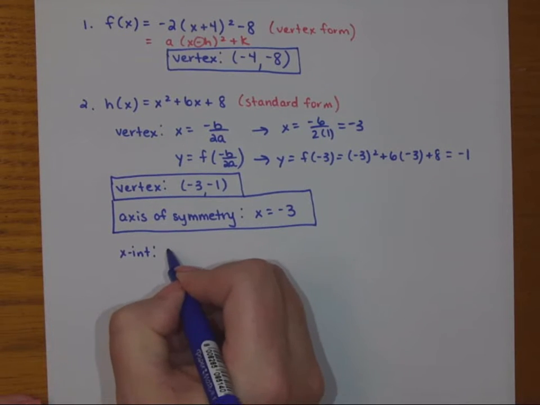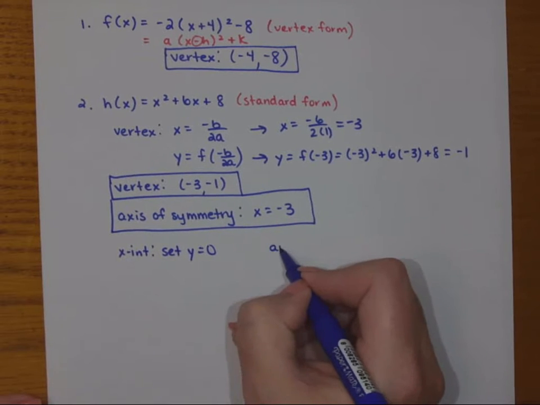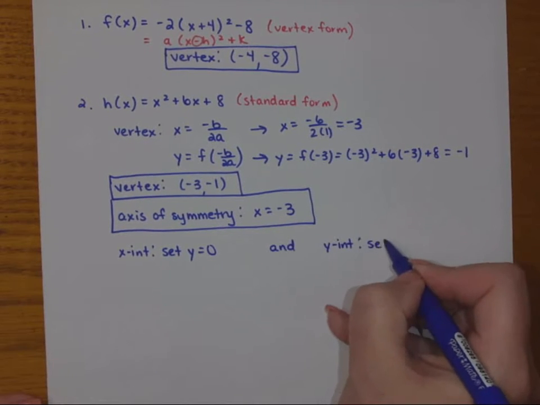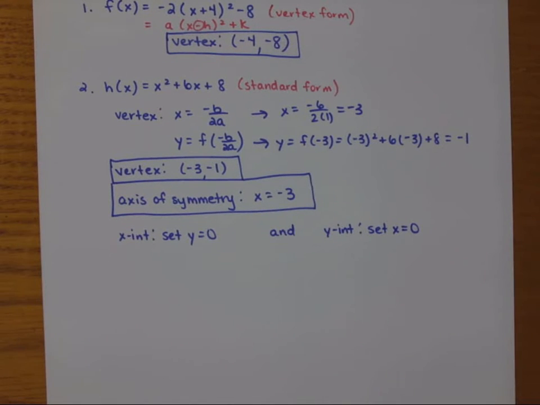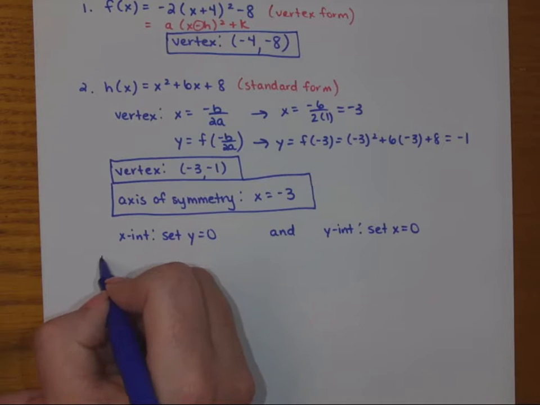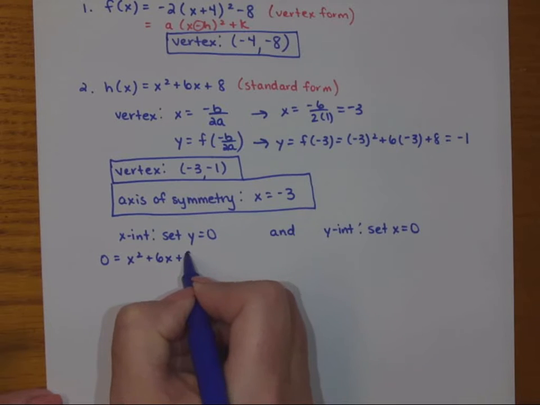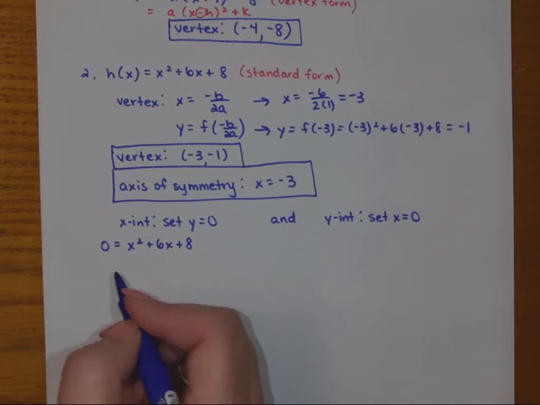And then I want to find the x-intercepts. We always do that by setting y equal to 0. And we'll also find the y-intercept by setting x equal to 0. So anytime you want either type of intercept, you just set the other thing equal to 0. So let's start with x-intercepts first. So remember that you can have more than one x-intercept. You can never have more than one y-intercept because then it would fail the vertical line test.